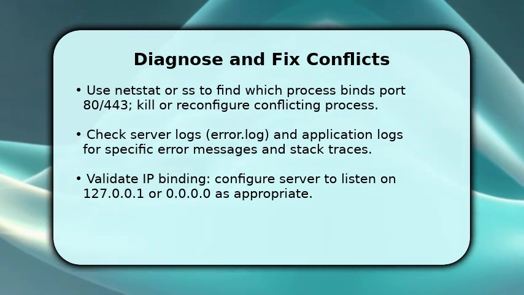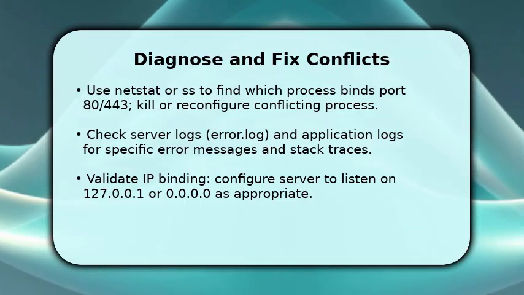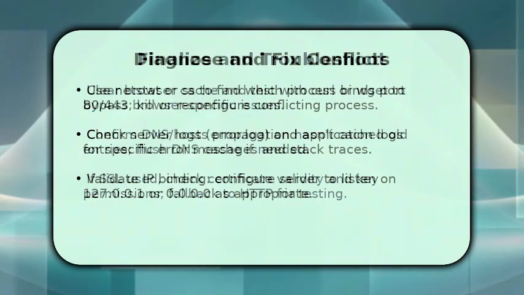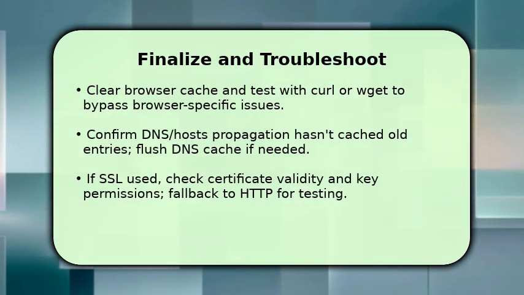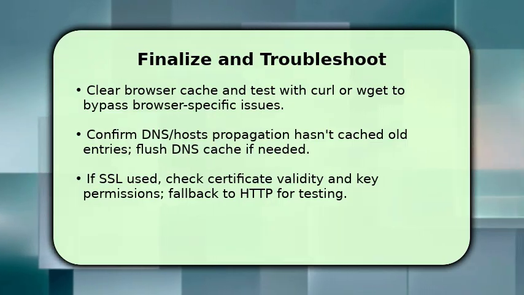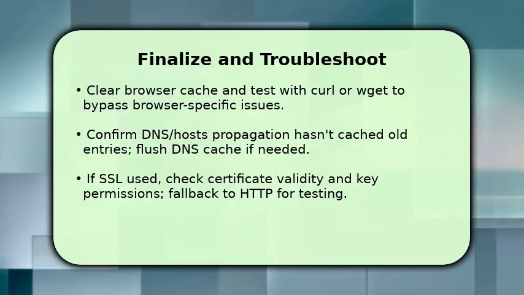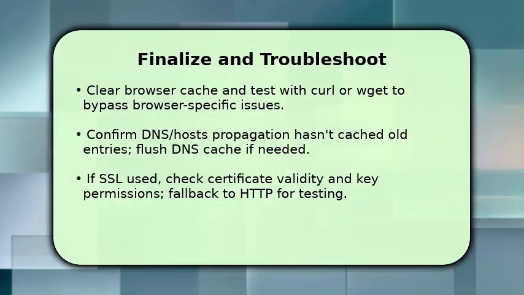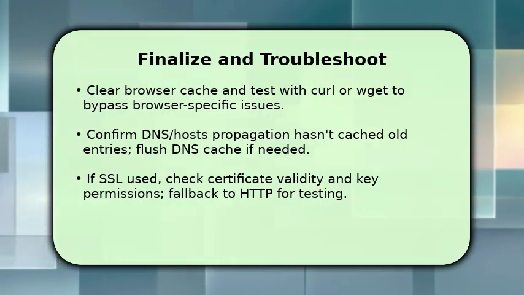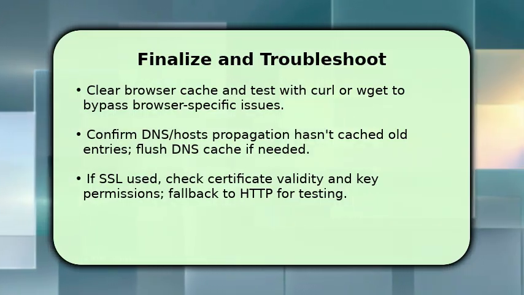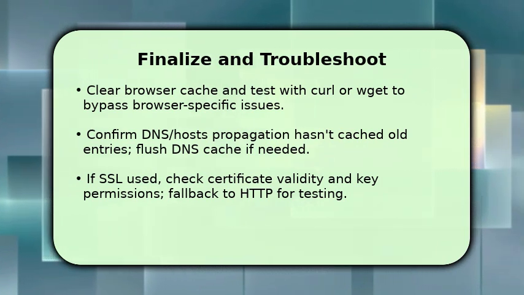Finish by validating access and giving one troubleshooting tip. Use curl or wget to hit http://localhost and verify raw responses. This avoids browser caching and extensions. If DNS or host changes were made, flush your DNS cache and restart networking so mappings apply. When using HTTPS, confirm certificates are valid and key files have proper permissions. If unsure, test temporarily over HTTP to isolate TLS problems.